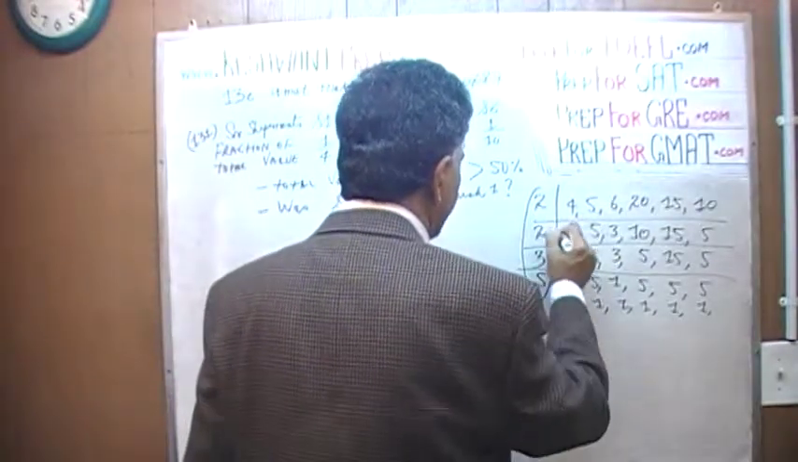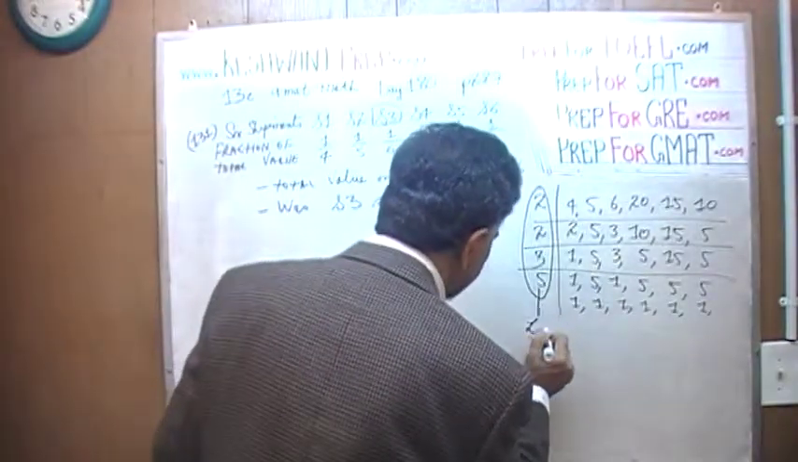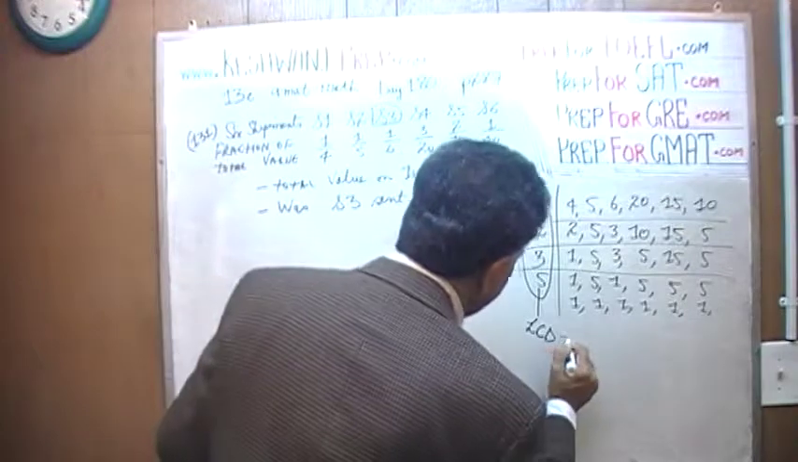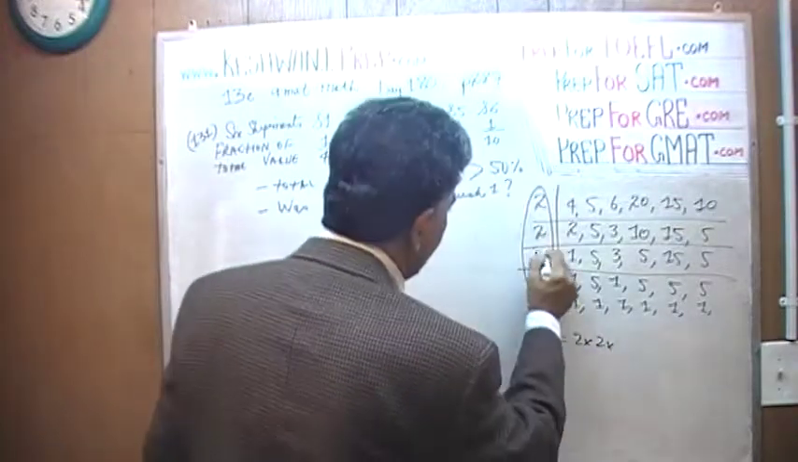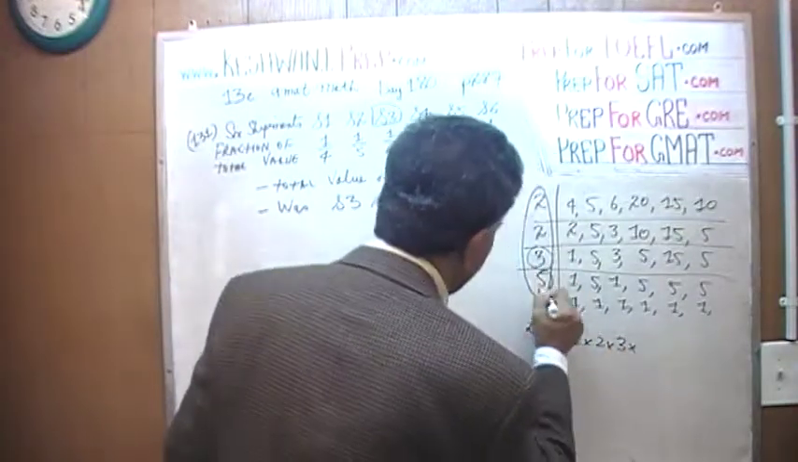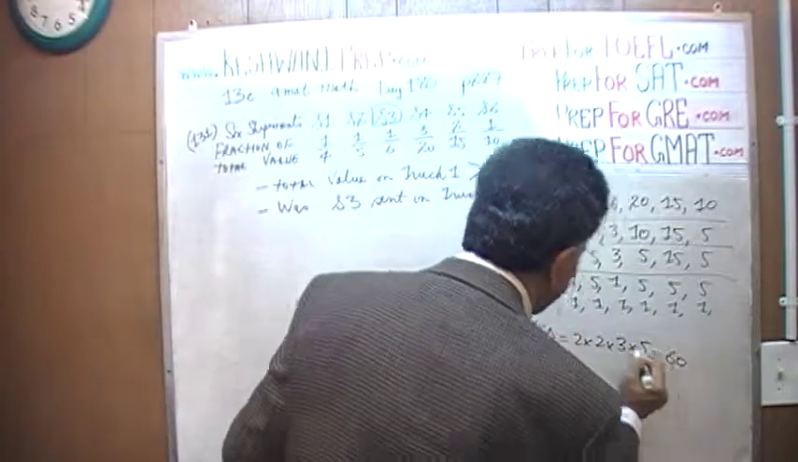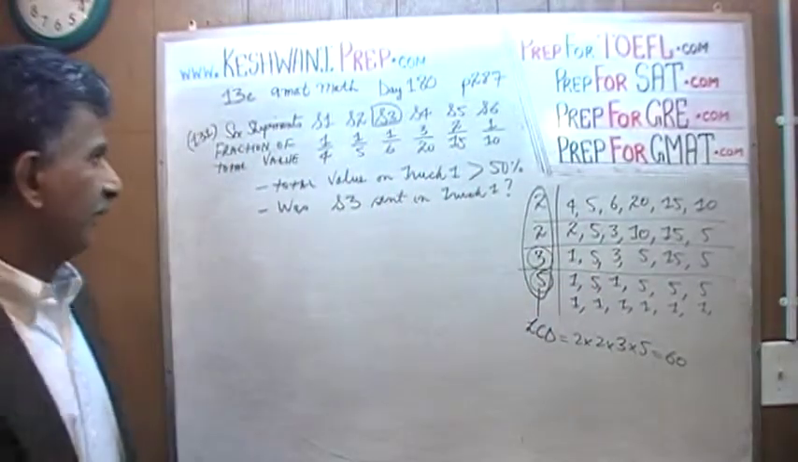This is the least common denominator, which comes out to be 2 times 2, which is 4. 4 times 3 is 12. 12 times 5 is 60. 60 is the least common denominator.